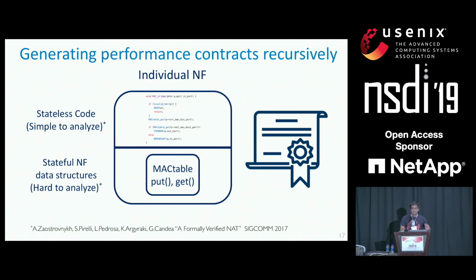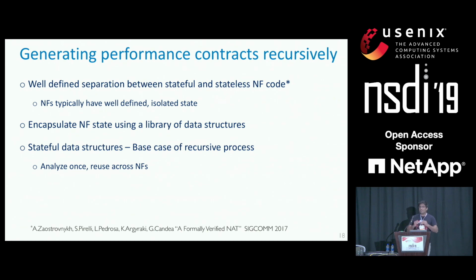So to overcome this, we're going to do the following. We're going to have a very well-defined separation between the stateful and the stateless NF code. This works particularly well for NFs because they typically have well-defined state that can be easily isolated. We're then going to encapsulate the state that most NFs maintain using a library of data structures. And these data structures are going to form the base case of our recursive process. And the idea here is that because we use this library, we can analyze them once using possibly human-aided techniques, and then simply reuse this analysis across multiple NFs that use this library.